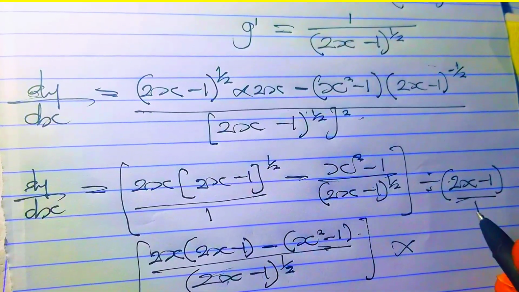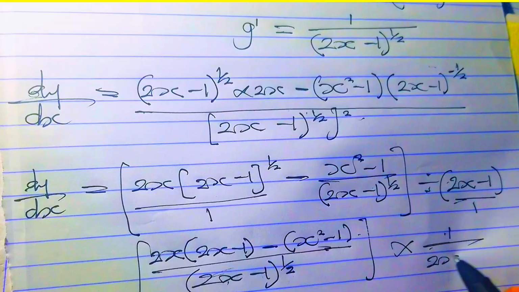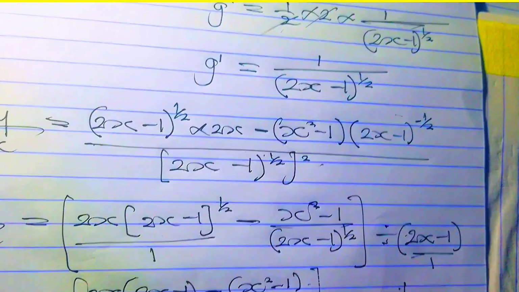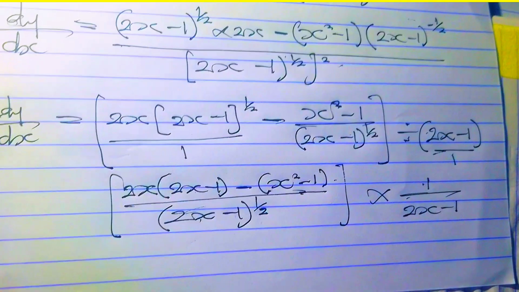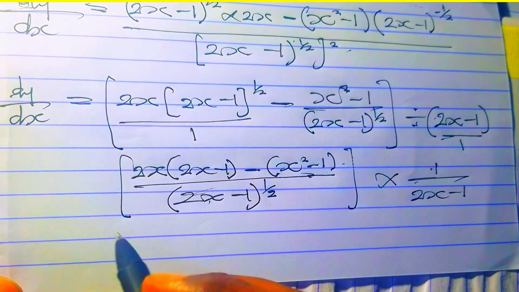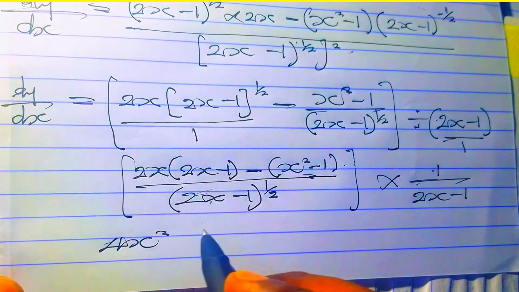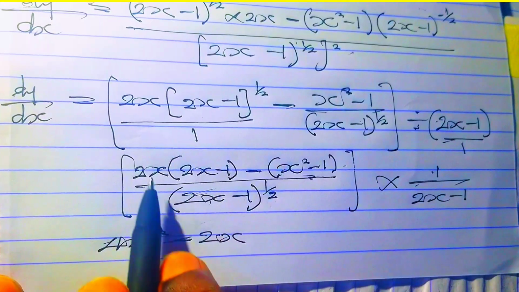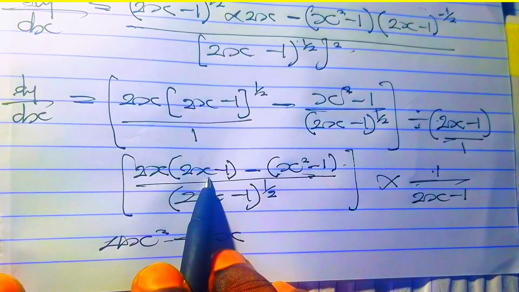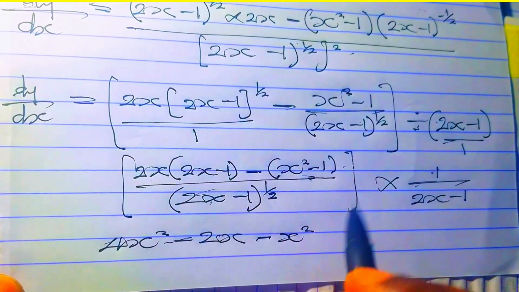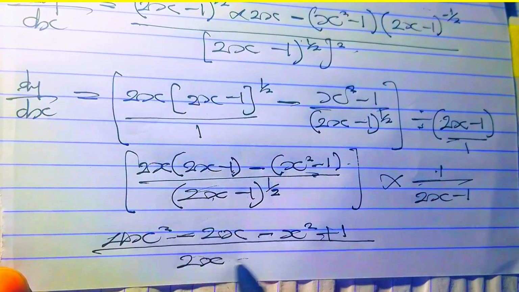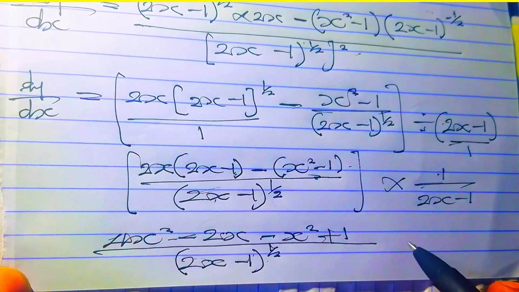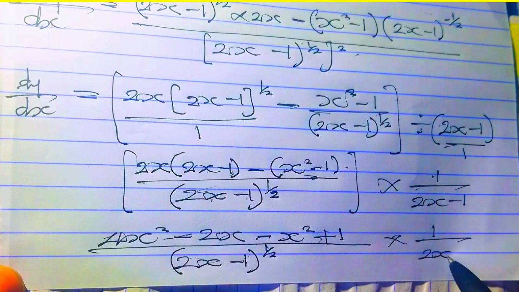And then we can change this one to multiplication. So this becomes 1 over 2x minus 1. And therefore, we press further by opening up the bracket here. So if you open up the bracket here, what we do have is going to be 4x squared minus 2x. That's we're distributing 2x over the contents of the bracket here, minus x squared, minus times minus, and of course it's going to be plus 1. Everything over 2x minus 1 raised to the power 1 over 2 times 1 over 2x minus 1.